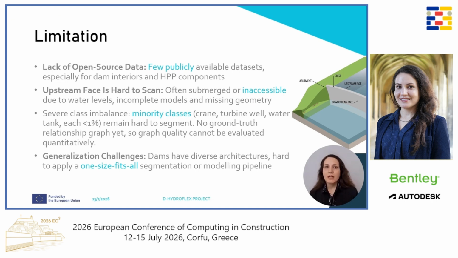Third, class imbalance is still a challenge. Some classes like cranes, turbine wells, and water tanks each make up less than 1% of the data. Therefore, they are harder to segment accurately. Also, we don't have a ground truth relationship graph yet, and so we can't evaluate graph quality quantitatively. Finally, generalization is another challenge. Different dams have very different designs. Therefore, one pipeline may not work equally well for every site.